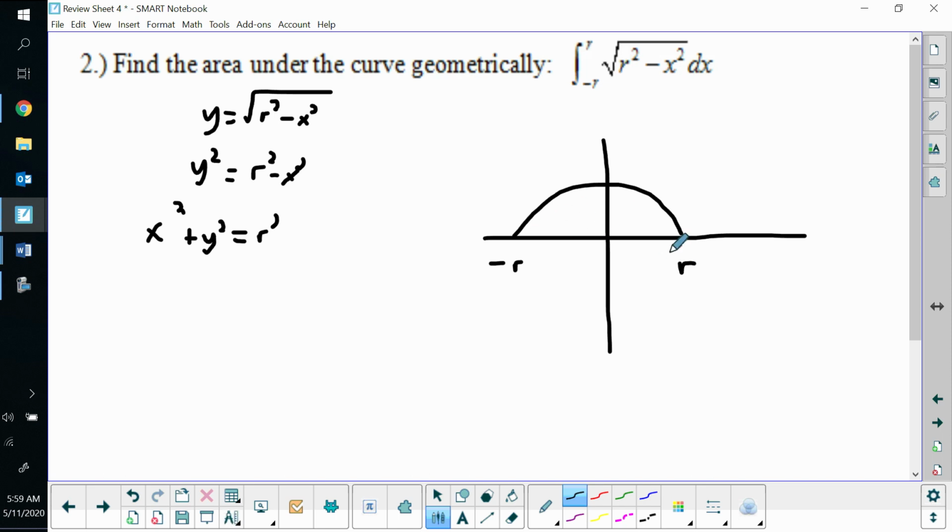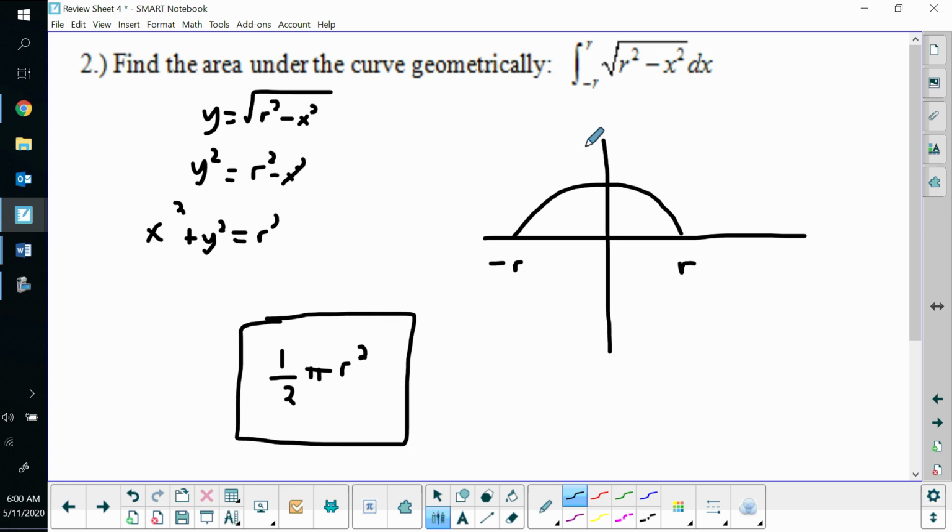And we want to find all that area. Well, it's just half a circle. So we just have 1/2 pi r squared. And that's it for this, because we had the general r. But if, say, that r squared had been like a 25, we would have 1/2 pi 5 squared. If it was 16, 1/2 pi 4 squared, and so on.